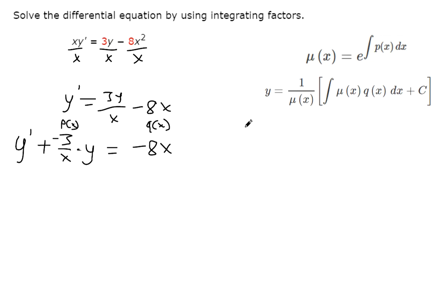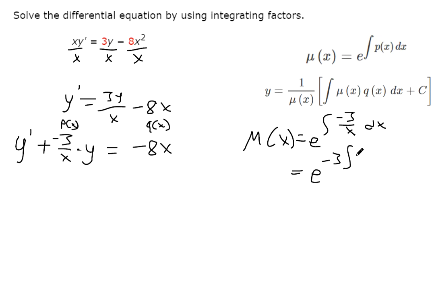So in order to solve using integrating factors, the integrating factor is e to the integral of p of x. So I like to think of the negative 3 being factored outside before I try to integrate. So that's 1 over x dx, and that's a well-known indefinite integral, right? That's natural log of x. So we got negative 3 times natural log of x.